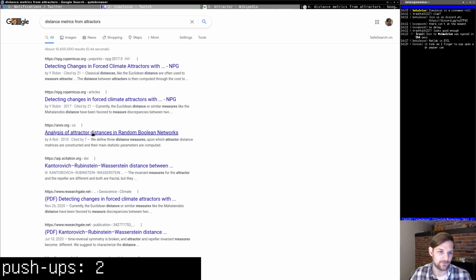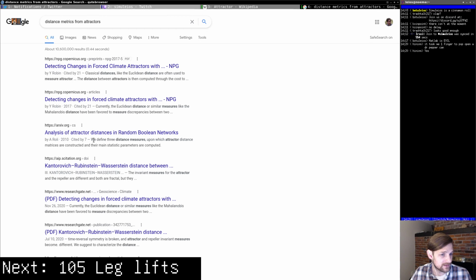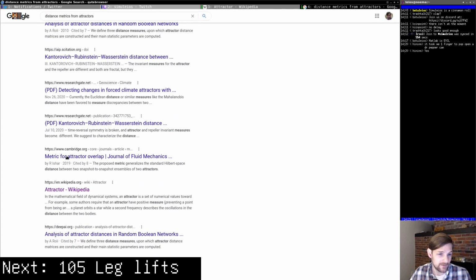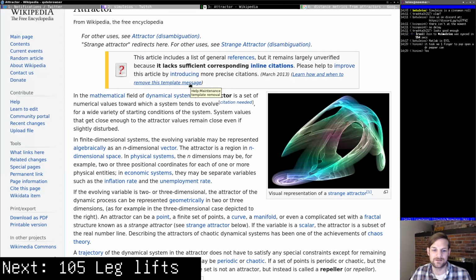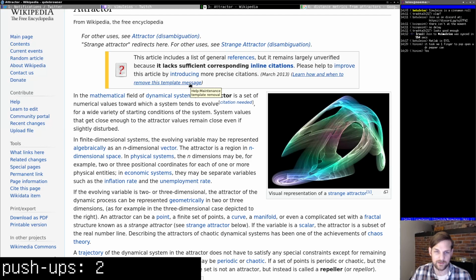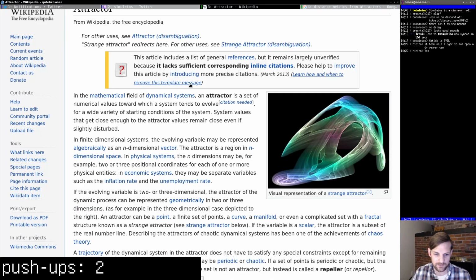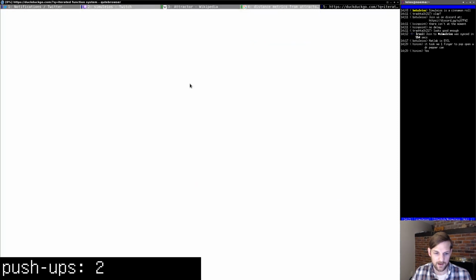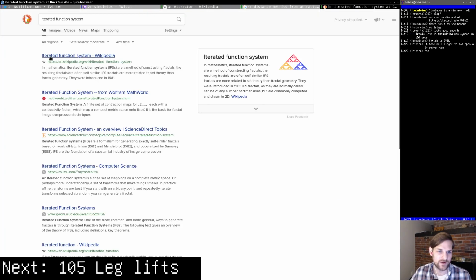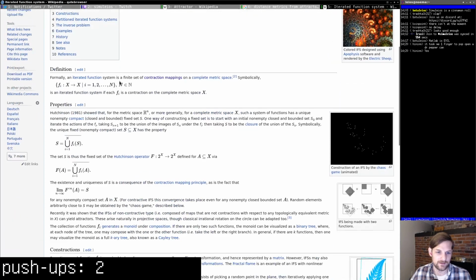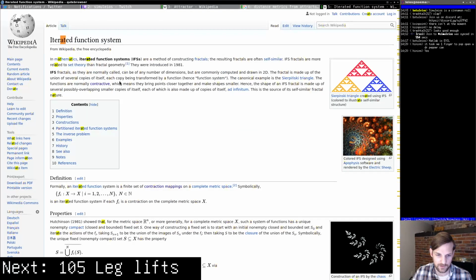So, detecting changes in force, analysis of attractor distances, and random Boolean networks. Maybe this is what we're looking for. Metric for attractor overlap, maybe this is what we want. But let's just read up on the attractor and make sure that this is the same as an attractor for an iterated function system. At the same time, I'm going to look up iterated function system on Wikipedia, because it does mention stuff about attractors there. Let's go here to Attractor.